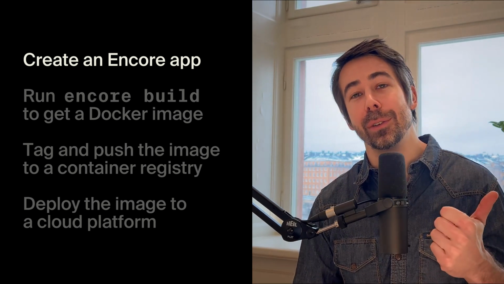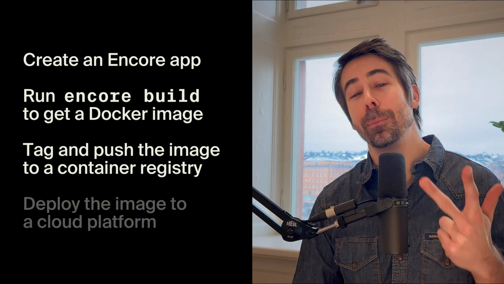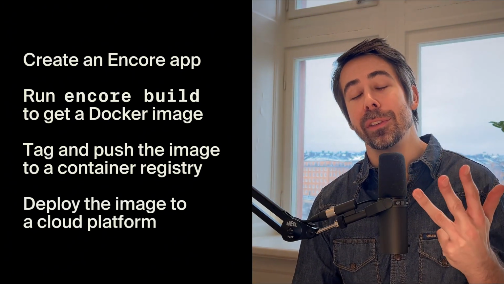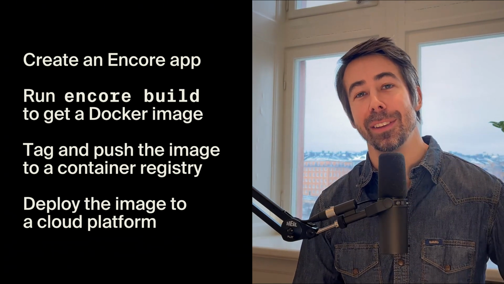On a high level, these are the steps that we're going to take. We're going to create an Encore app. We're going to use Encore build to get a Docker image. We're going to tag and push that image to a container registry. And then we're going to get that image deployed to a cloud platform. Simple enough, let's look at it in practice.